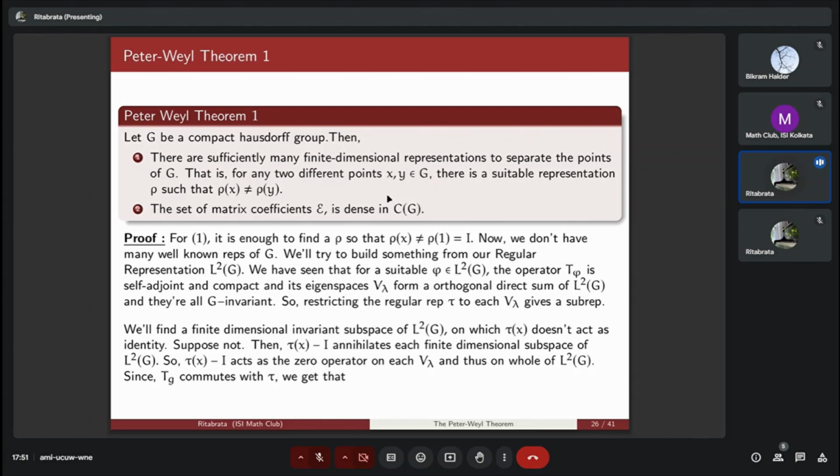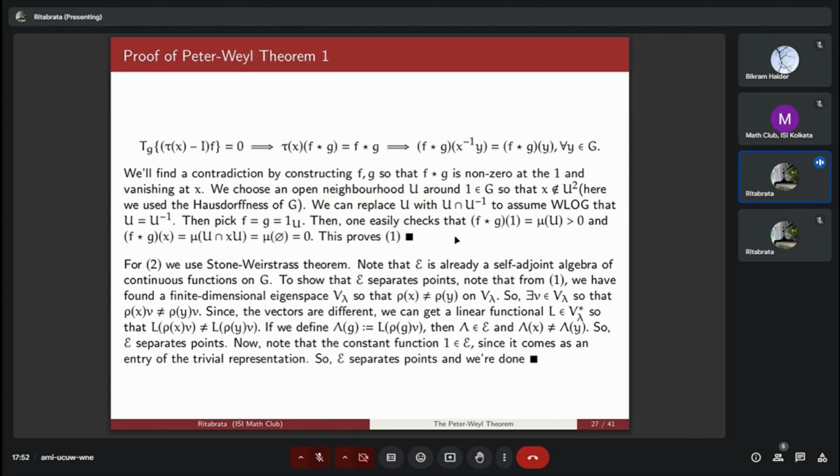That is, for every point x, there is a function f so that f of x is non-zero. You need to check only these two things. The self-adjoint algebra part is already done. The separating points part is almost done. Only need to take care of the non-vanishing thing. That will also be very easy to see. We'll see. So for the proof of two, using Stone-Weierstrass.